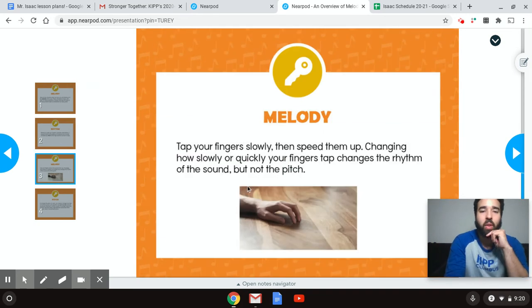Tap your fingers slowly, then speed them up. Changing how quickly you move your finger changes the rhythm of the sound, but not the pitch, okay? So pretty self-explanatory there. The faster we move our fingers, the faster the rhythm is for eighth notes, for quarter notes, for whole notes. But it doesn't change the pitch. So I can go slow. I can go fast, but the melody is still the same. I'll go fast this time. Sorry, I messed up there, but you see the idea. The pitches stay the same even when I go fast, but the rhythm does change.